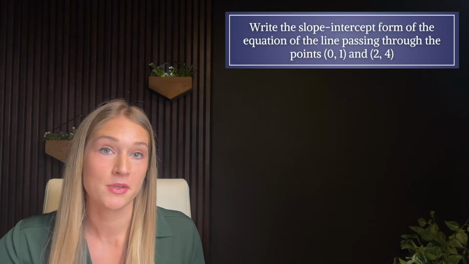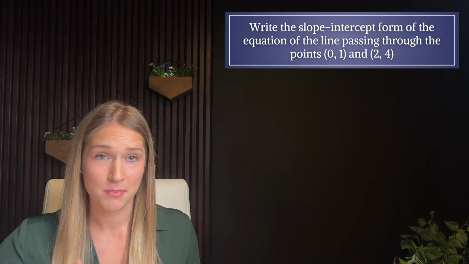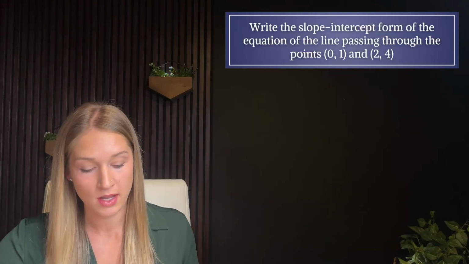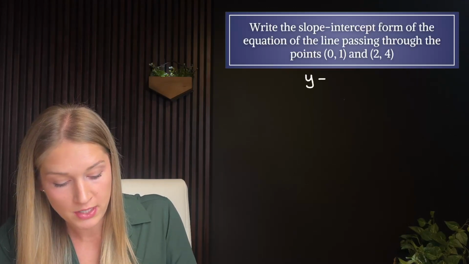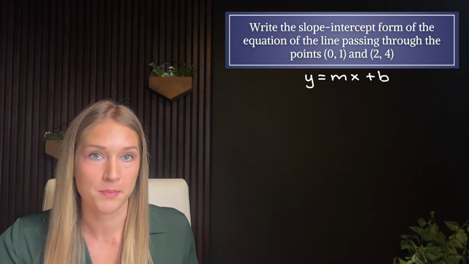So here we have a couple of points now. So we don't have the slope, but I do have a couple of points. They don't explicitly give me the y-intercept either, so I need to find that as well. But we have the same goal. We're trying to plug in the m and the b in my slope-intercept form.